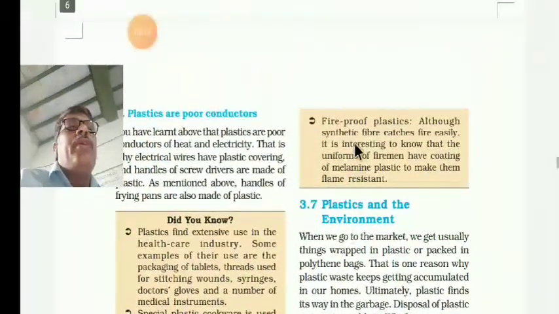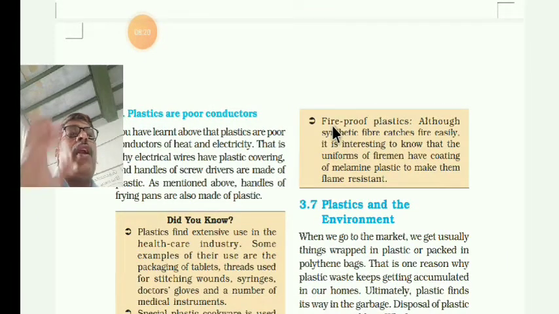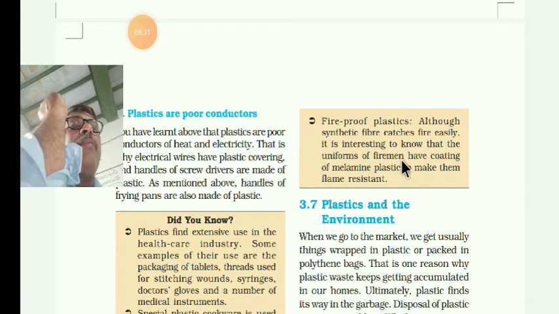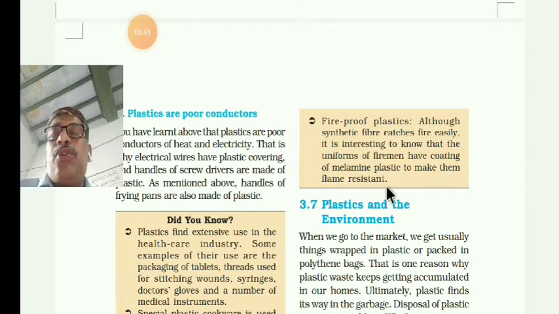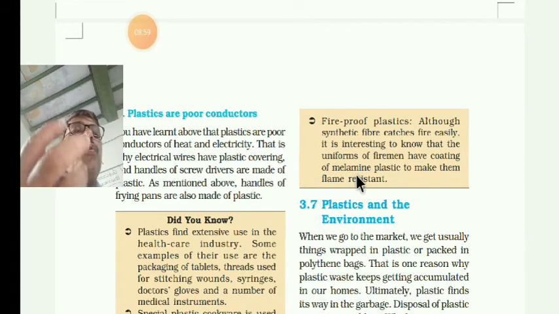Now you see fireproof plastics. Fire will not affect them. Although synthetic fiber catches fire easily, it is interesting to know that the uniforms of firemen have a coating of melamine. You have already learnt melamine, a plastic used to make things flame resistant. It opposes the flame, so flame does not get inside. That is why they wear flame resistant plastic. So remember, this is one property of melamine: fireproof, or flame resistant.